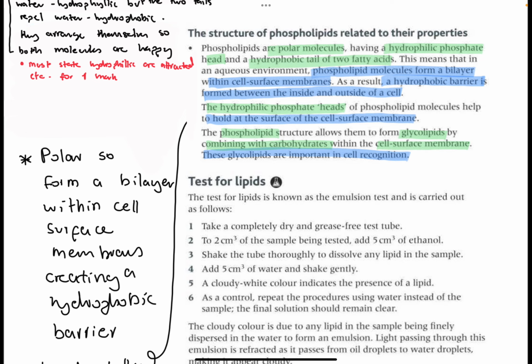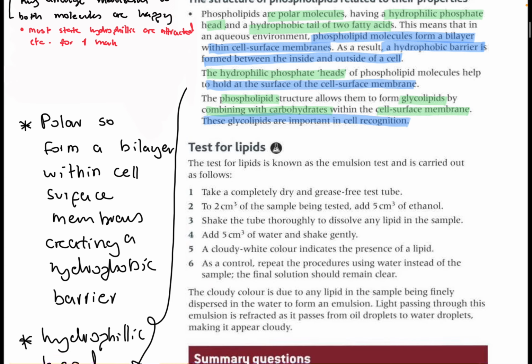The phospholipid structure allows them to form glycolipids by combining with carbohydrates at the cell membrane, which is important in cell recognition. So essentially, the phospholipid bilayer is crucial because it creates a hydrophobic barrier. This enables regulation of what goes inside and outside the cell. And by combining with carbohydrates, you can form glycolipids, which are essential in cell recognition.